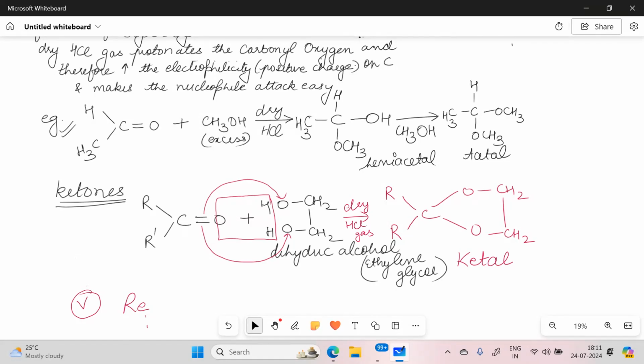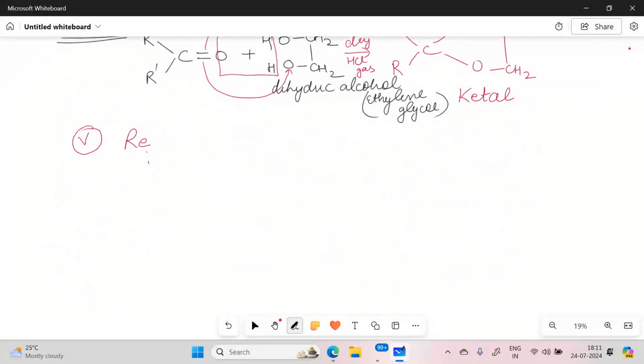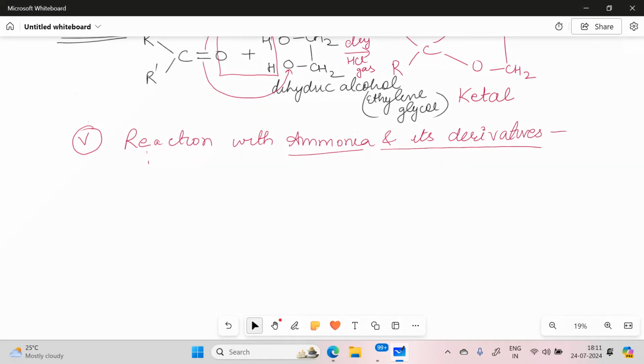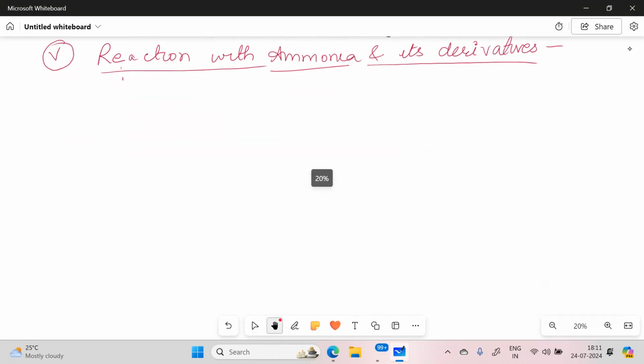Now, the last one is reaction with ammonia derivatives. Reaction with ammonia and its derivatives, you can write ammonia and its derivatives. I will show you the mechanism first, then we will do the shortcut method. The shortcut method is very easy. Don't write it first, listen carefully how to do this reaction. It is again for both aldehydes and ketones, so that's why I'm not writing R and H here.